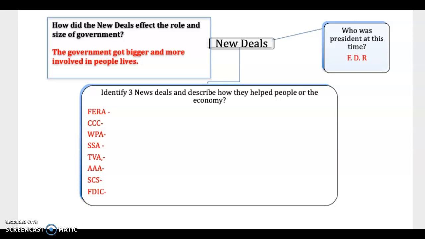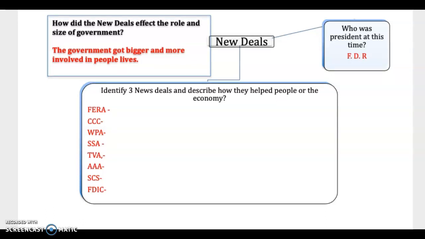The Federal Deposit Insurance Corporation was one that made people feel more confident in the banks. It guaranteed bank deposits up to $2,500 at this time, even though it's higher now. And it helped people just feel like, okay, if I put my money in a bank, it's going to be there when I need it.